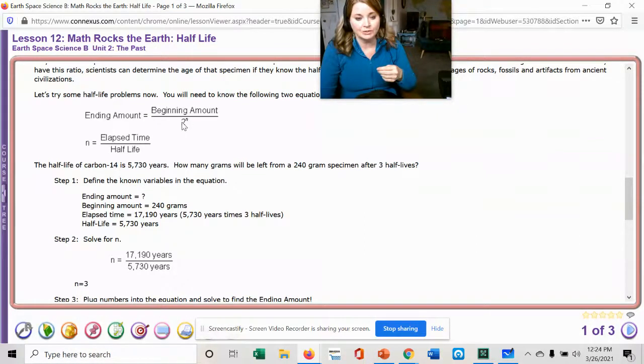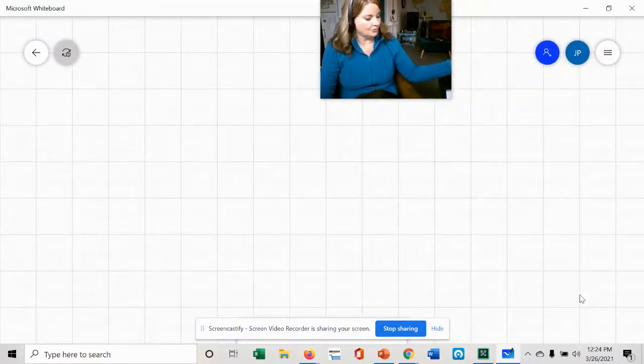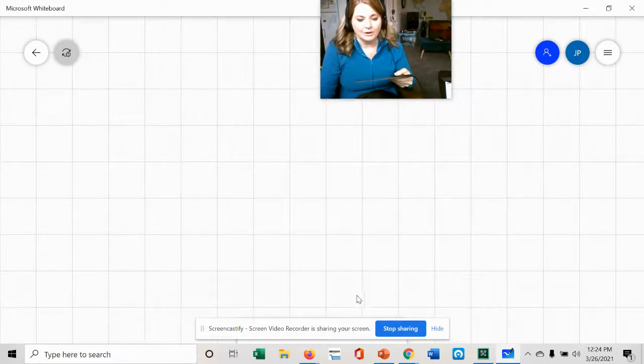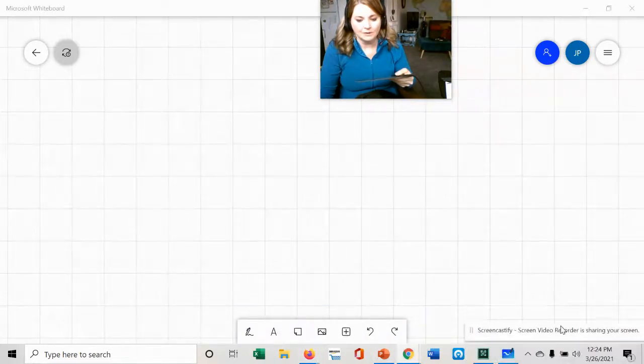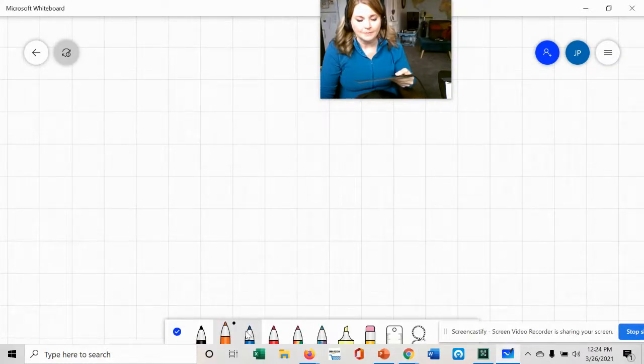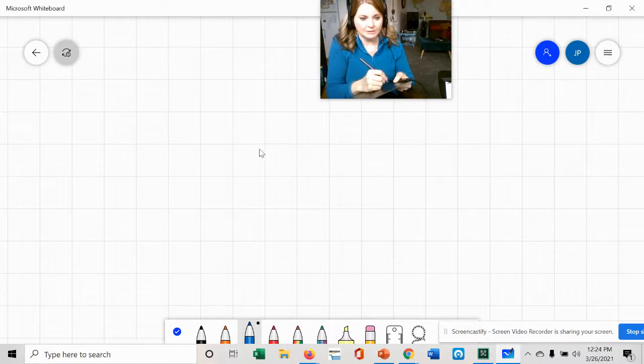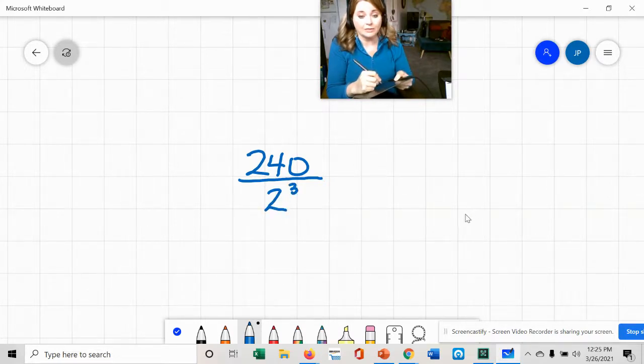And that means that you're going to raise 2 to the 3rd power, because n, remember, is the number of half-lives, which is 3. So if I take the beginning amount here, I'm going to use my little tablet here. Okay, so beginning amount is 240 grams, right? And we divide it by 2 to the 3rd power. And remember that 3rd power, this number right here, that's the one you have to try to figure out. That is going to be your number of half-lives.